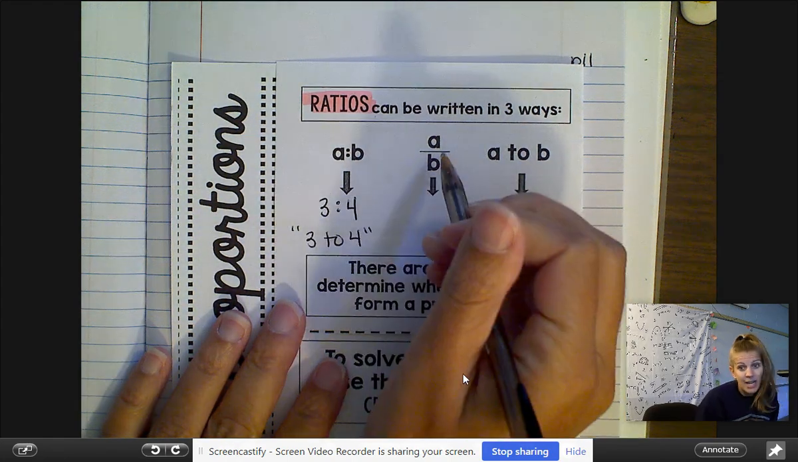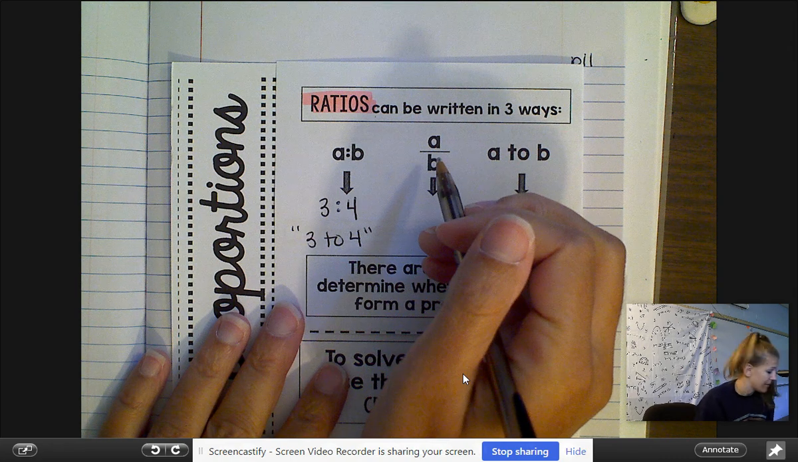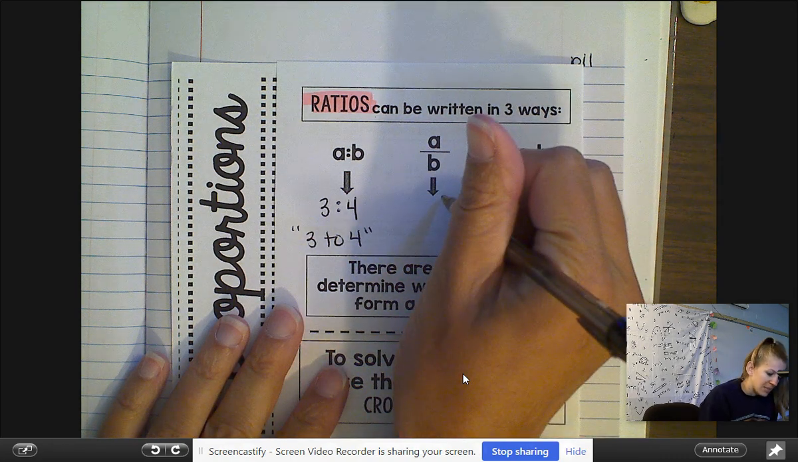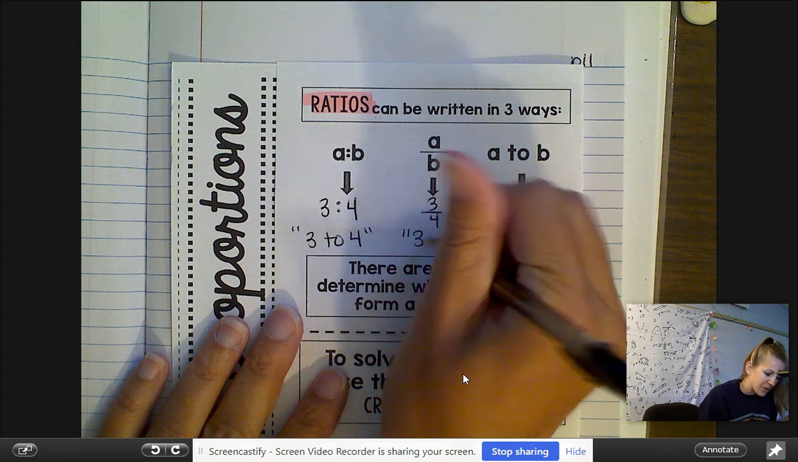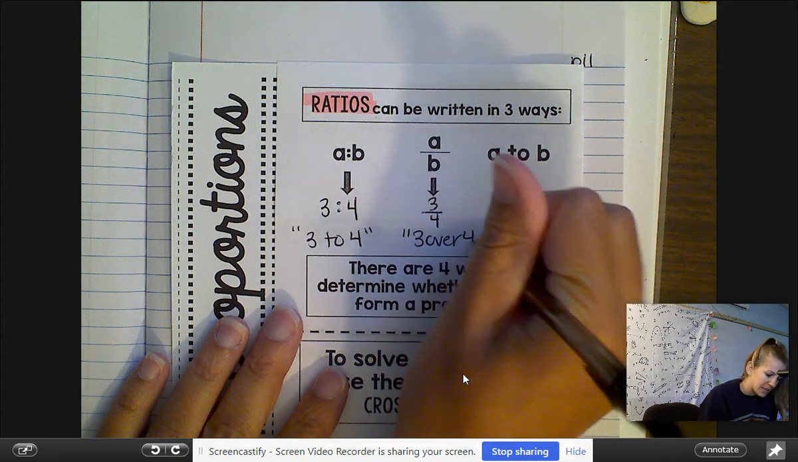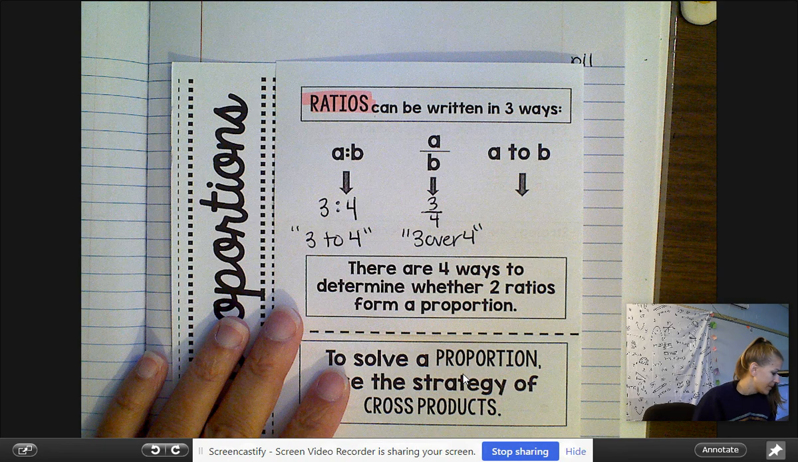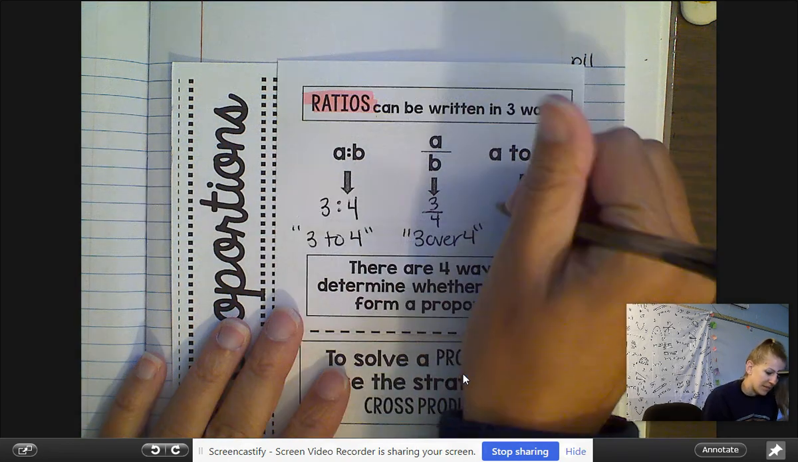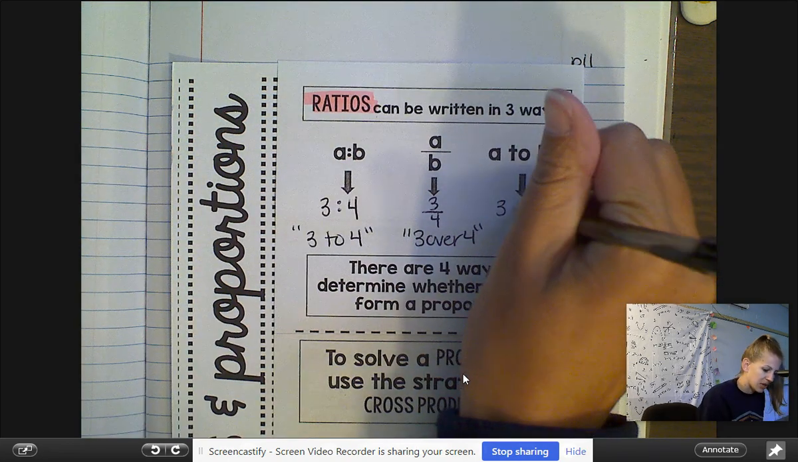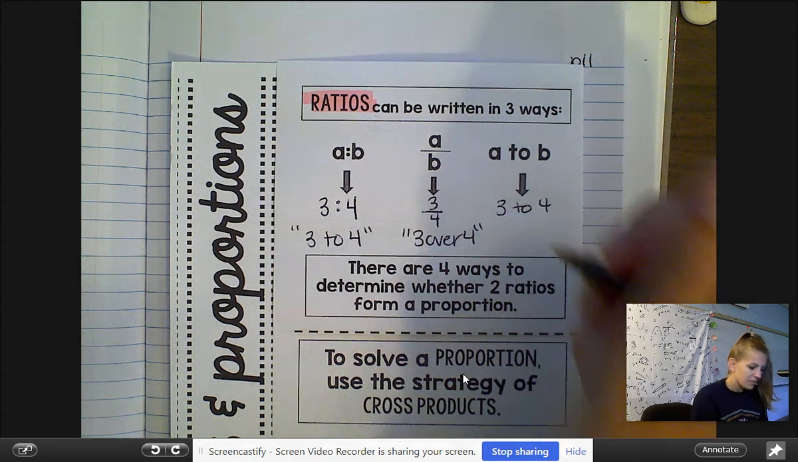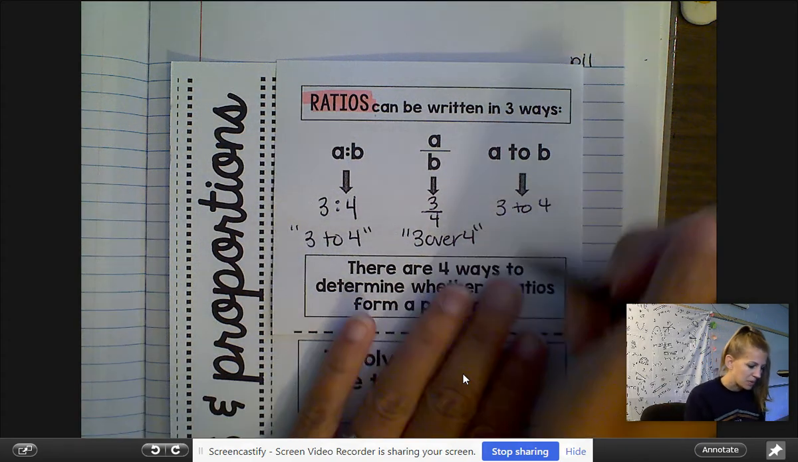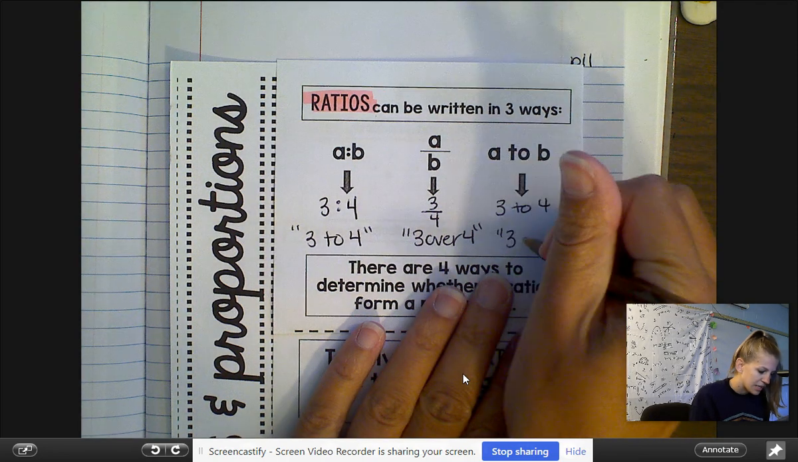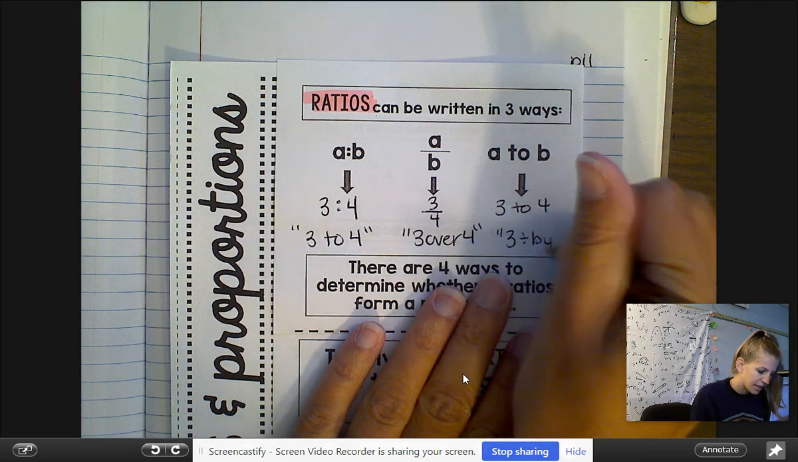You can write it as a fraction, which is my favorite way to write a ratio. So a number example would be 3 over 4, and we would say that one like 3/4. Or we can just write it with English, 3 to 4. Or another way you could say it is 3 divided by 4, I suppose. So 3 divided by 4.